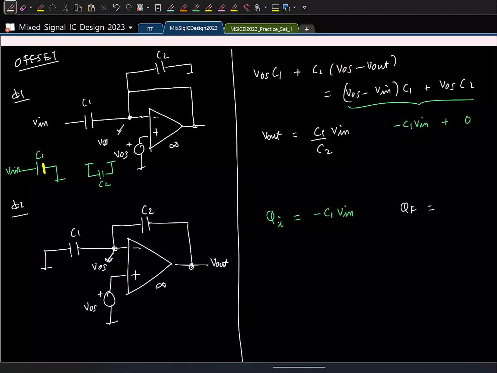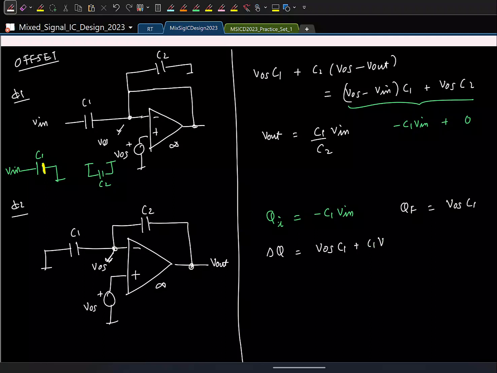Final charge in C1 is what? After the torque. Here, right? What is the final charge in C1? VOS into C1. And remember, only the difference in the charges will get transferred to C2. So the delta Q will always be whatever, VOS C1 plus whatever, something, I mean, you can find out, right? This is the difference between the two.